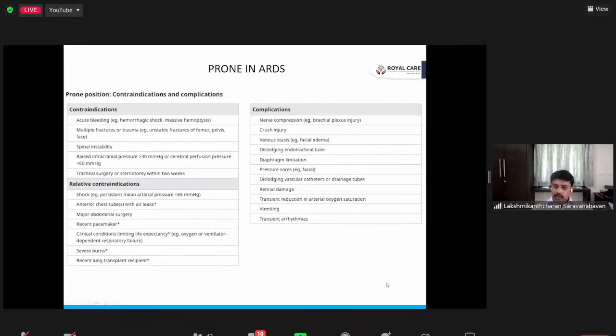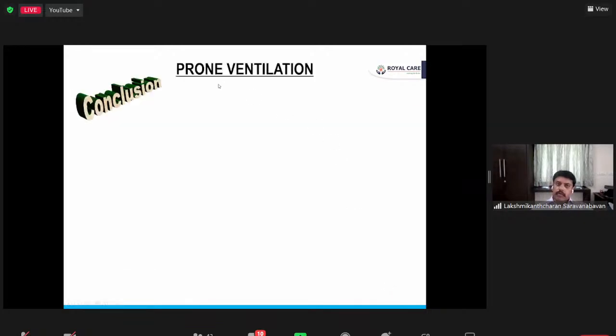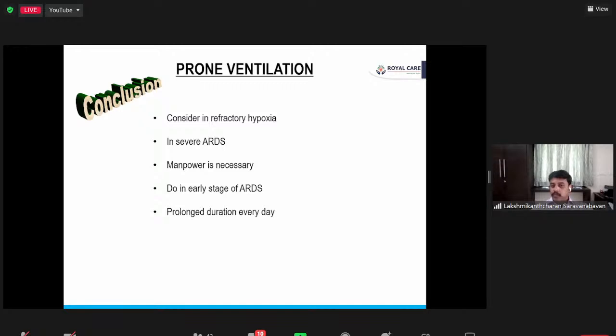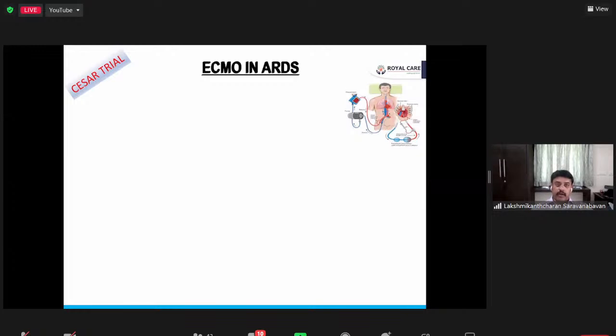There are a lot of contraindications for patients who are to go into prone ventilation. So what is the conclusion? Consider it in refractory hypoxia. In severe ARDS, manpower definitely is necessary. You have to take care of it. Do it in the early stage of ARDS, for a prolonged duration every day, turn the patient supine every day to look for complications and give care, and watch for complications closely. This is one thing that we can definitely advocate.